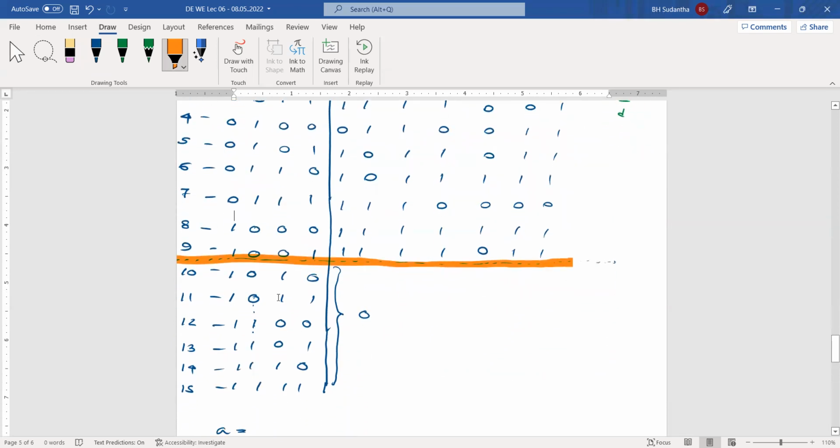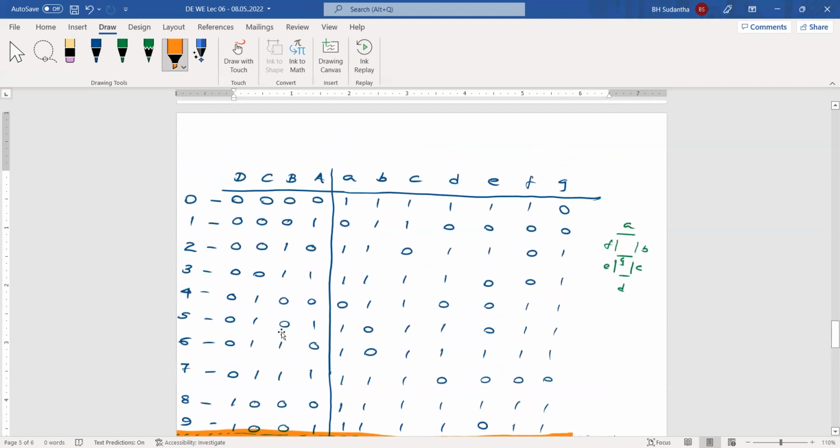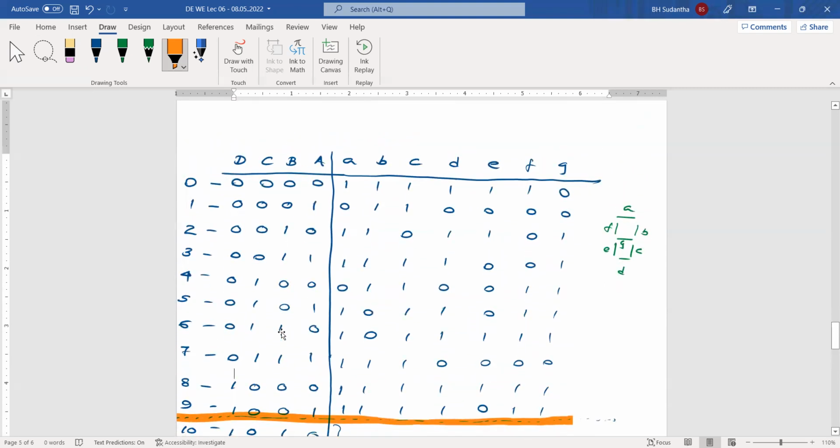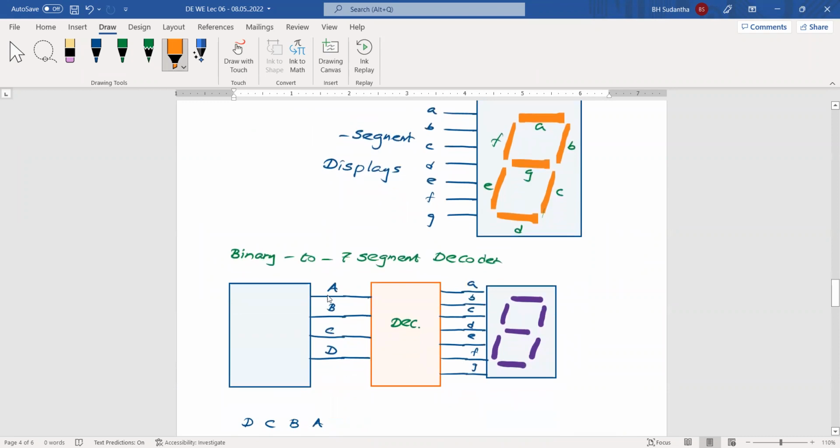Here we have 16 patterns. But from these 16 patterns, we don't consider the last 6 patterns. Because of that, this is not pure binary. If it is pure binary, we have to consider all the combinations, but here we consider only 10 combinations. Because of that, we can't say this is a binary to 7-segment decoder. Instead, we can say this is a BCD, binary coded decimal, to 7-segment decoder.